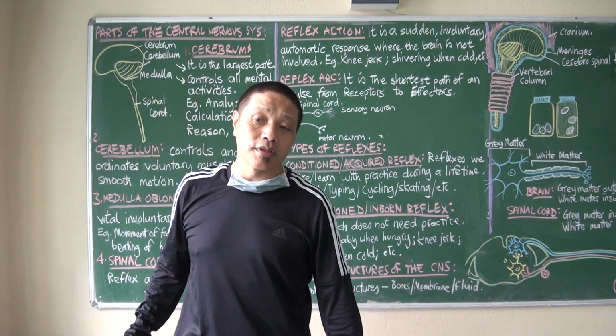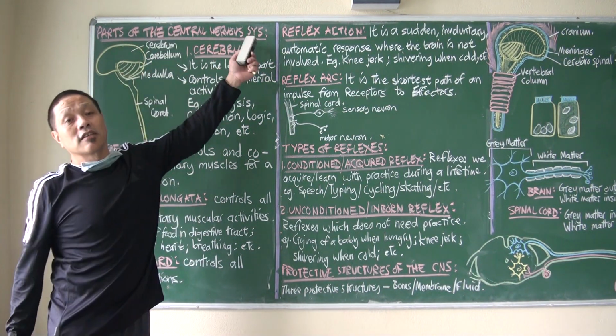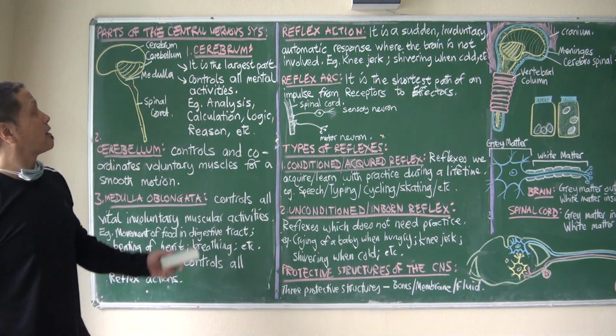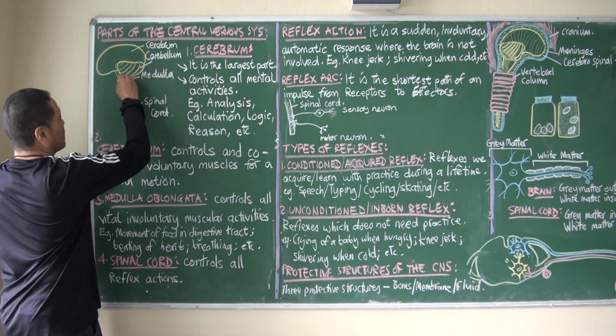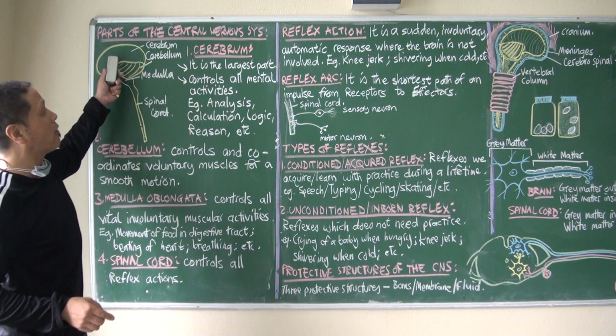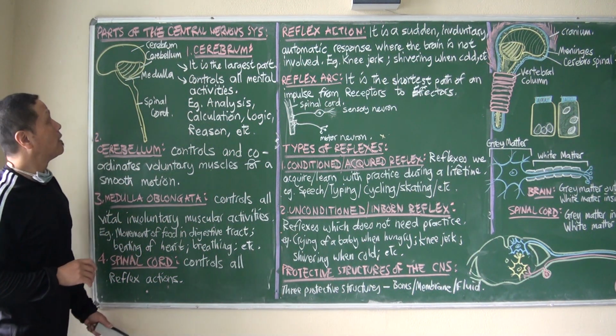Okay, let's continue with the central nervous system. Parts of the central nervous system. We already said that the central nervous system is made up of the brain and the spinal cord. Now the brain also has subparts to it, so we shall be dealing with all of that.